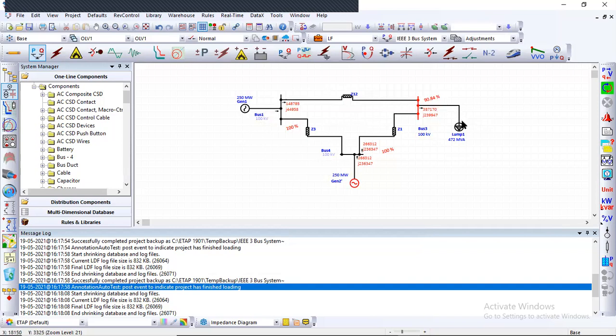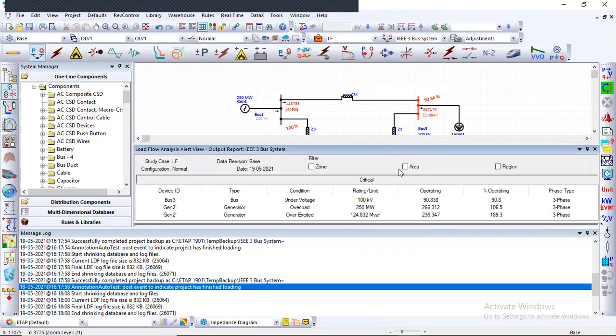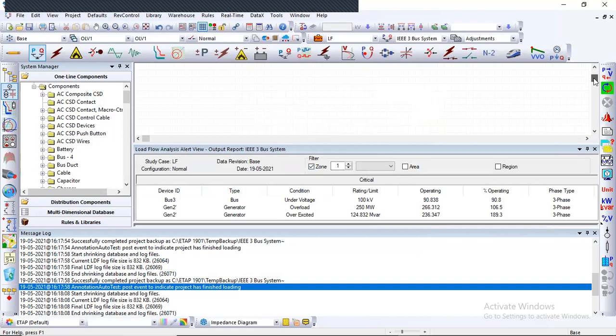Furthermore, this is the run of the load flow analysis, on which this would be working. And then these are the alert views. What kind of alerts would happen there? If you need to filter by zone, this would be a zone, this would also be a zone, and this would also be a zone if you categorize things by zone.